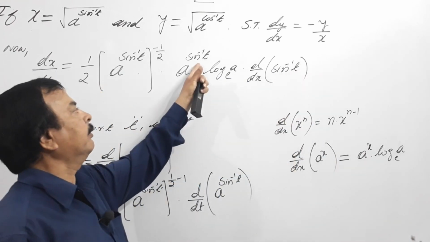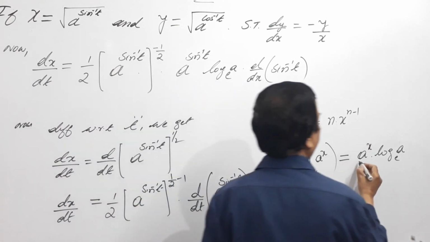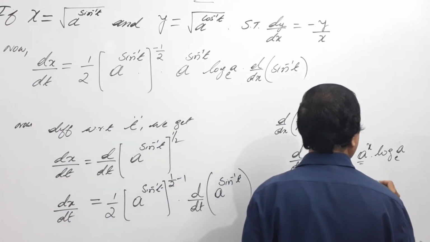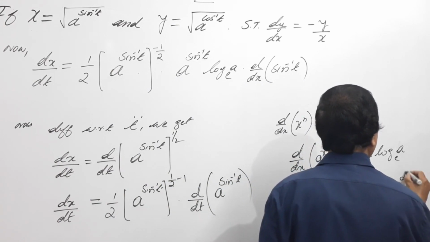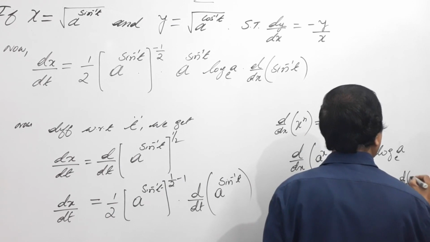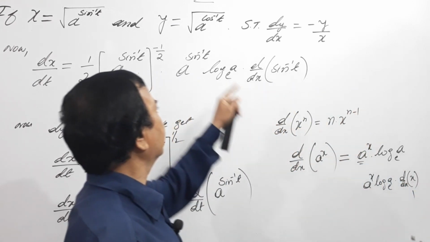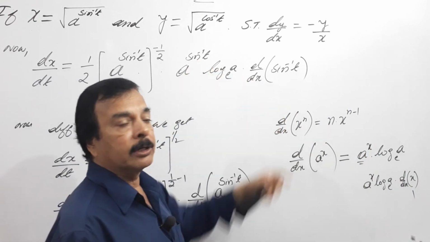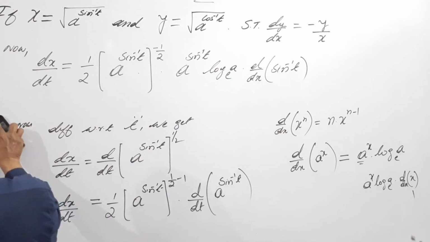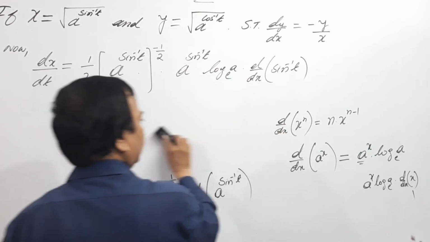See this. After doing this, again you have to differentiate that. So here, let us see, for example, if you have to differentiate a to the power of x, what happens? It is a to the power of x into log a to base e into d by dx of x. This is nothing but 1, so that's the reason we are not using it. But here in this case, we have to differentiate sine inverse t also. What happens here? So I'll rub this.